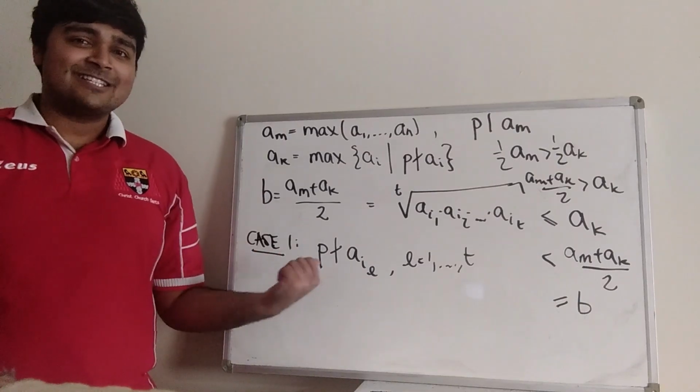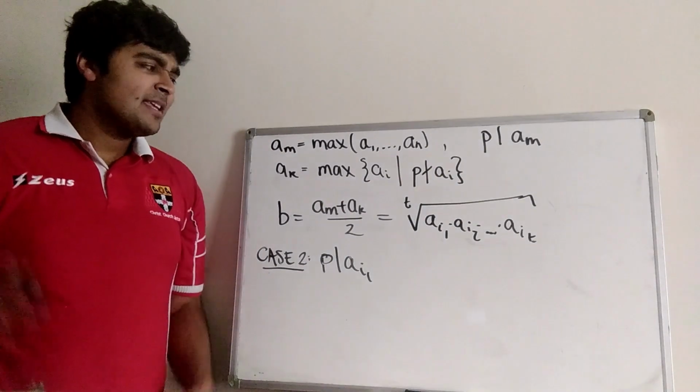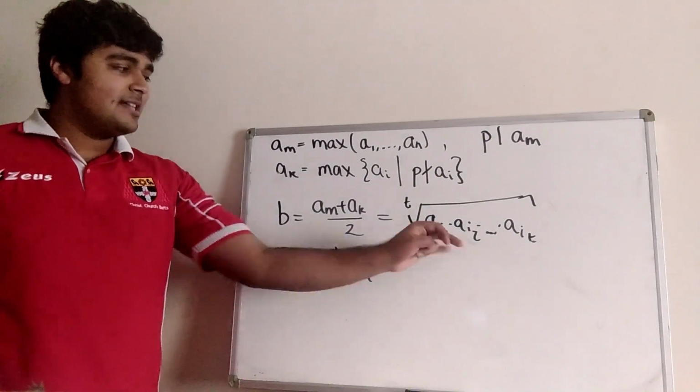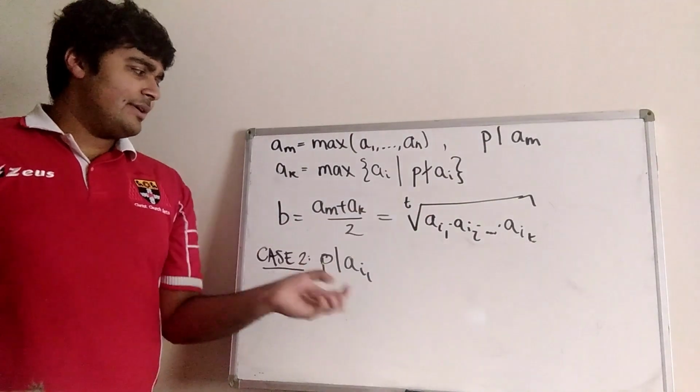But let me clean up the whiteboard first. Okay, so the second case you've got to consider is where P divides one of these guys here. So without loss of generality, we'll assume that P divides the first one. P divides a_{i1}.